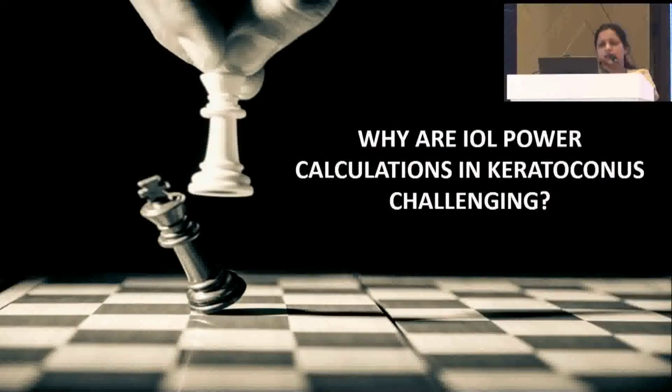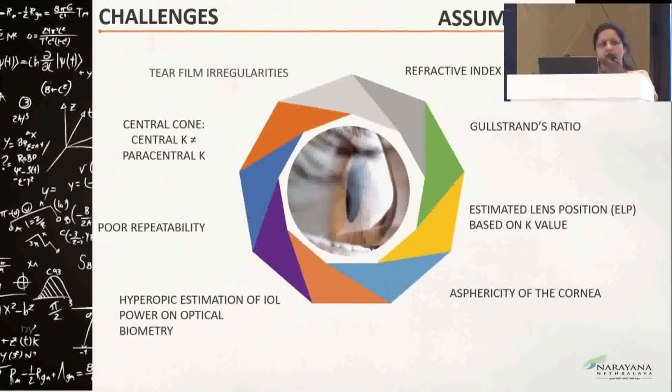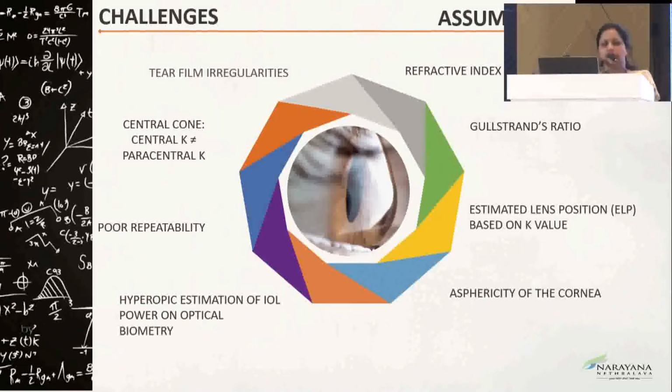So coming to why IOL calculation in keratoconus is so challenging. First, we are dealing with very irregular astigmatism. That is, the ratio between the central K and the paracentral K is not regular, causing tear film abnormalities, which leads to poor repeatability of all the biometric findings. Most of these patients have not only a difficult K, they have longer axial lengths and a very deep anterior chamber. All this causes a hyperopic estimation of the IOL power with normal biometry.